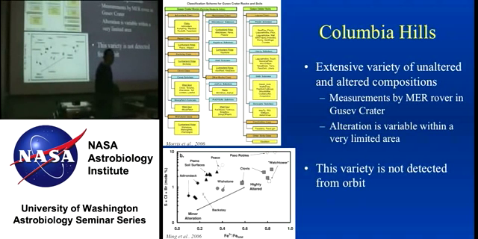What's the emphasis on? I'm sorry. That's a good question. This is sulfur, chlorine, and bromine. Fe3+ over Fe total. Okay.